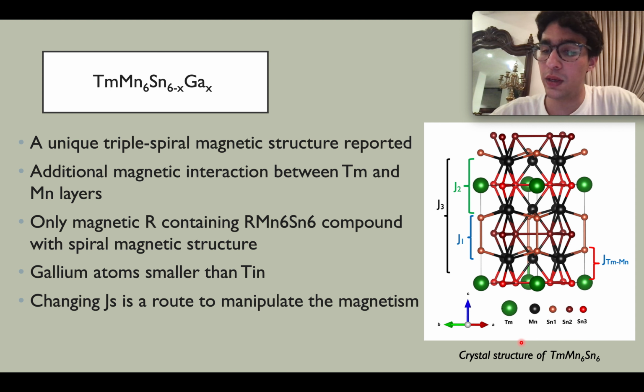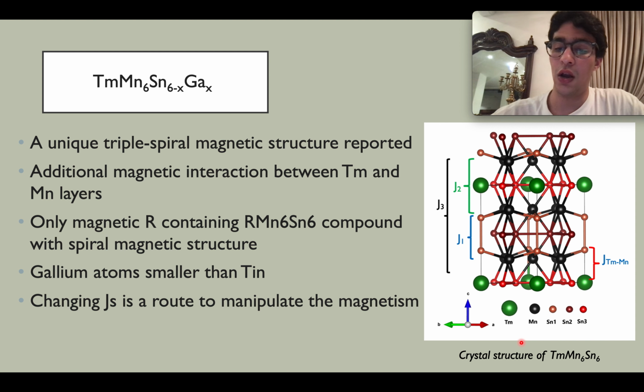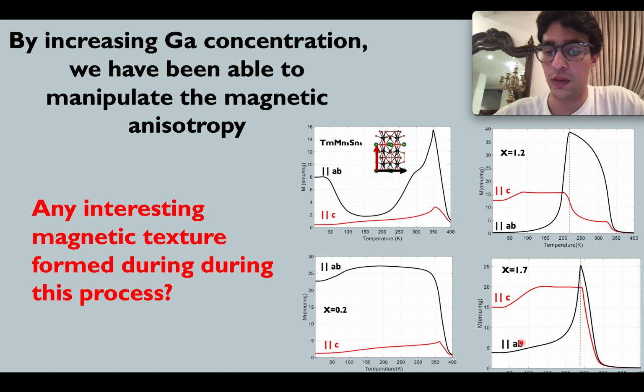Through gallium doping, tin atoms will be replaced, and due to their difference in sizes, gallium being smaller than tin, there will be a change in the magnetic interaction between the layers. Our goal is then to influence the spirals in the parent compound to create a magnetic structure that can be easily manipulated by just a small current density. Such magnetic structures are of interest and can be used in spin-based electronic devices.